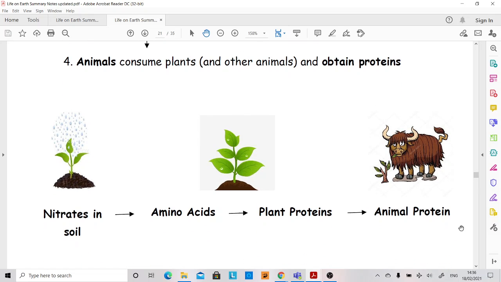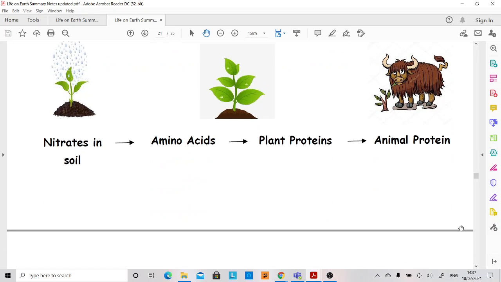Here's a simple diagram showing that. So rain falls, nitrates are dissolved in the soil, water taken up by the roots of the plant includes nitrates. Nitrates are used to make amino acids. Amino acids are made into proteins, and then when animals eat plants or other animals, they get proteins from that.